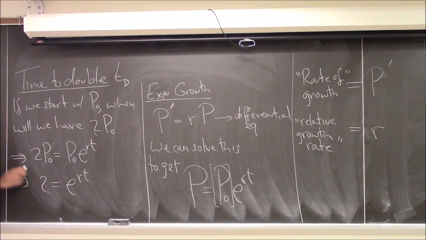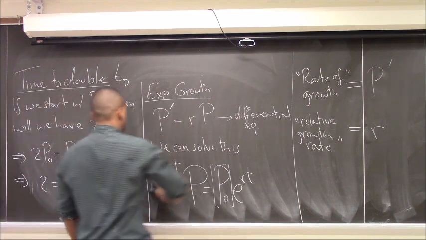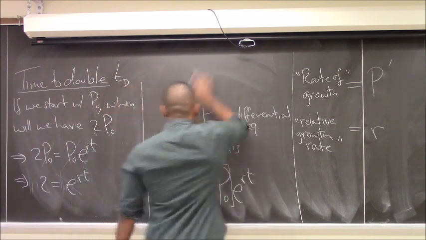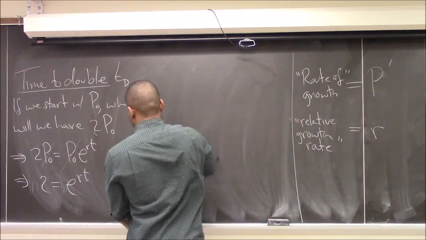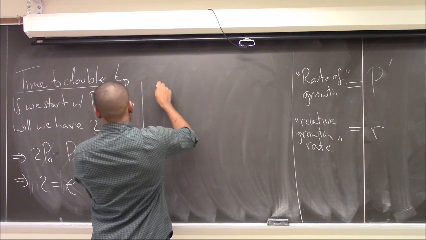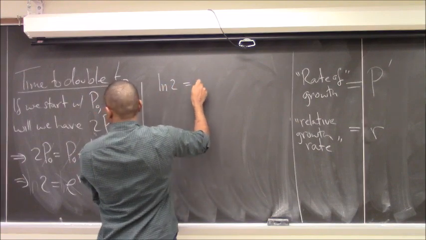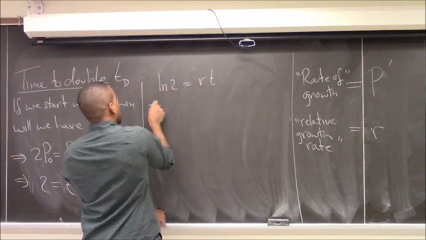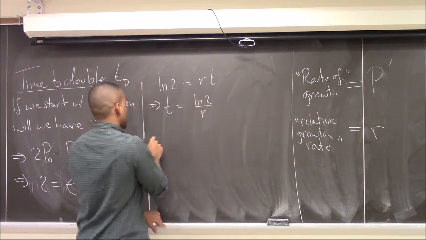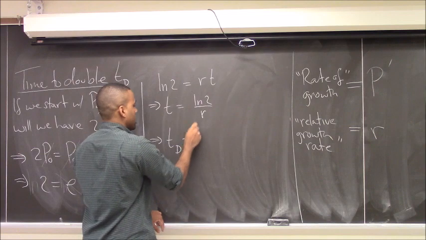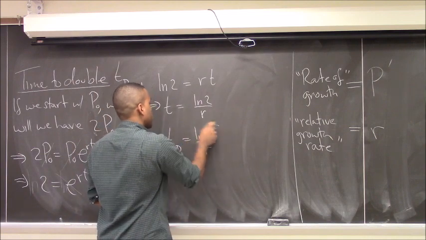LN. I can ln both sides. In this case, ln cancels the E. And so we have ln of 2 is equal to RT. So this means T is equal to ln2 over R. And so that means the time to double is ln2 over R.